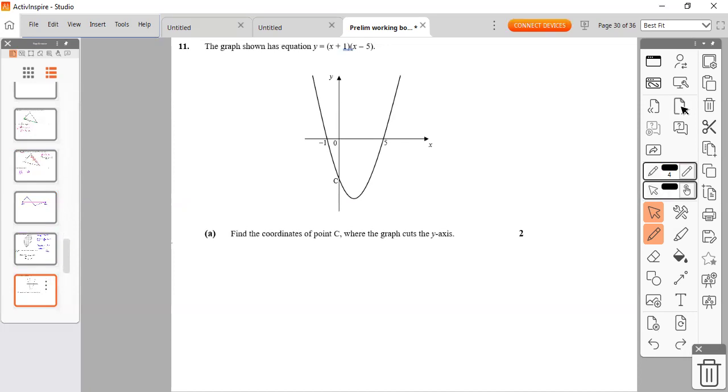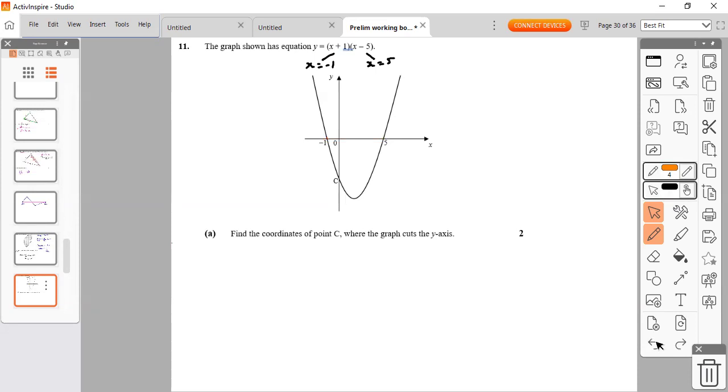Graph question. You're given an equation, y equals (x plus 1)(x minus 5). Essentially that is a factorized trinomial, so we could break up those brackets and we'd get a trinomial out of it. We've already created the factors for you, so the factors are where they cut the x-axis. Remember, if we equated that to 0, we'd get x equals -1 and x equals 5. But they're already shown in the graph. We're given that information anyway: -1, 5.